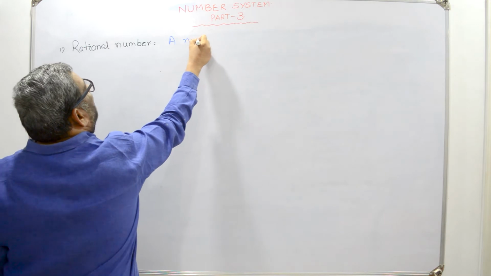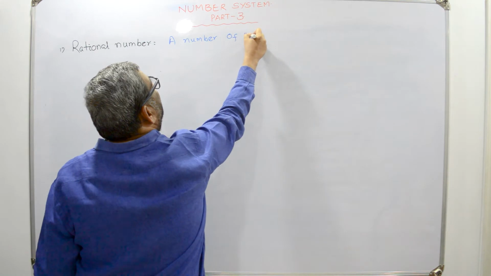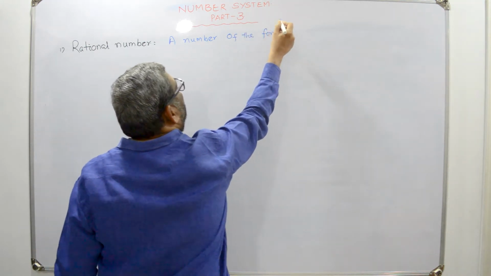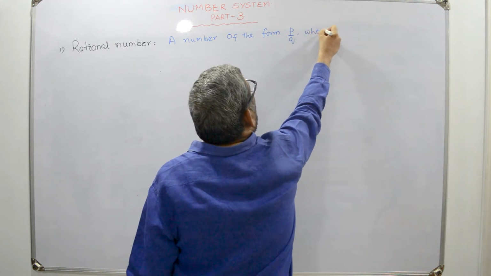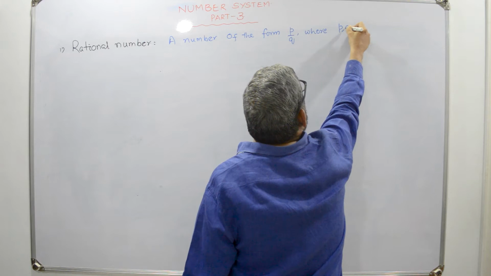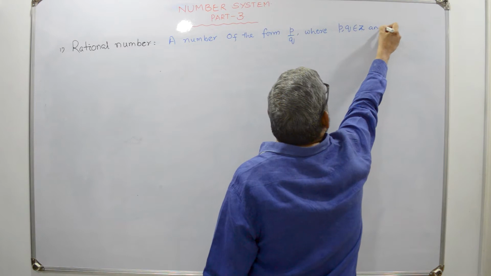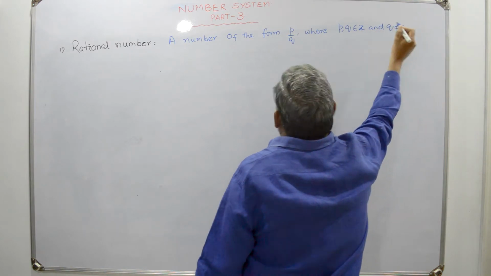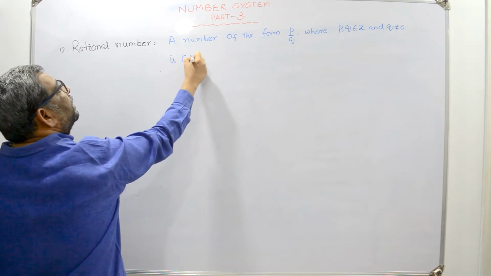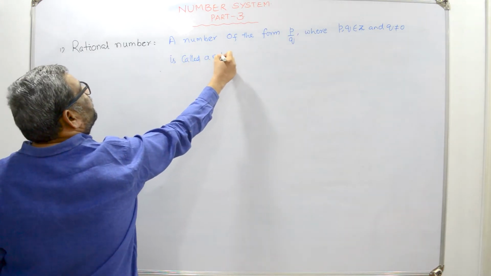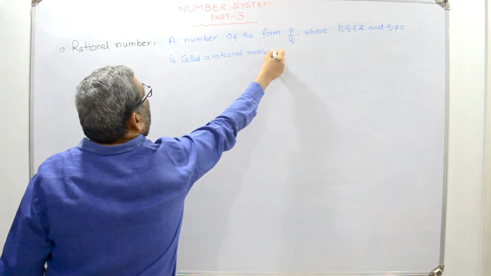A number of the form P by Q, where P comma Q are integers and Q not equal to 0 is called a rational number.